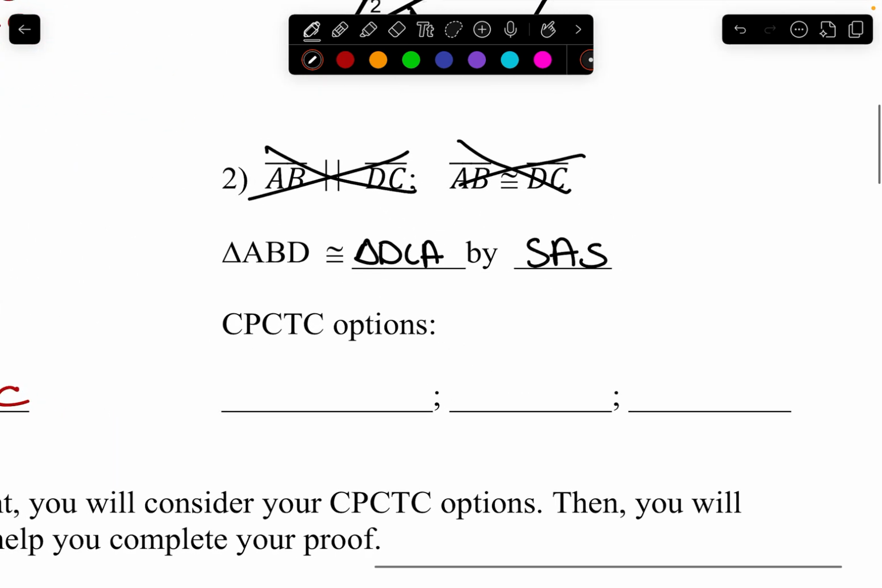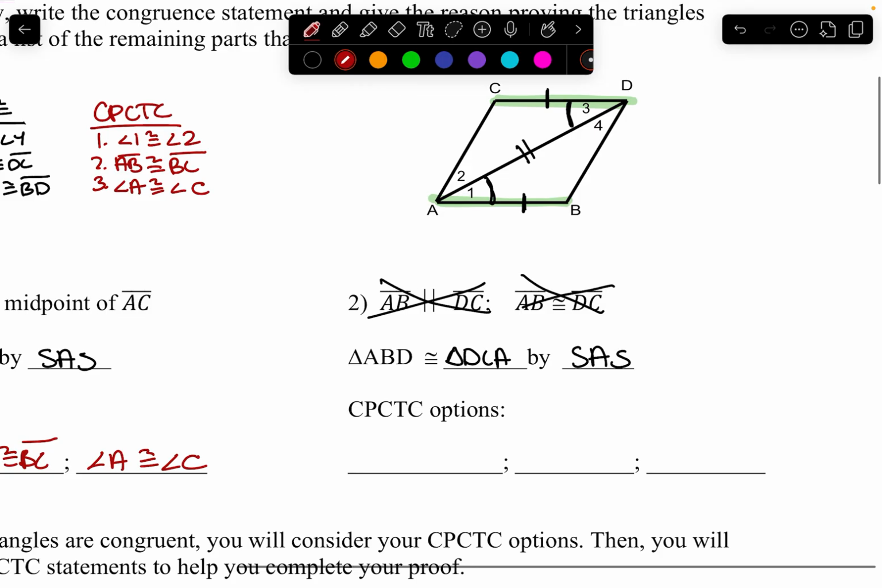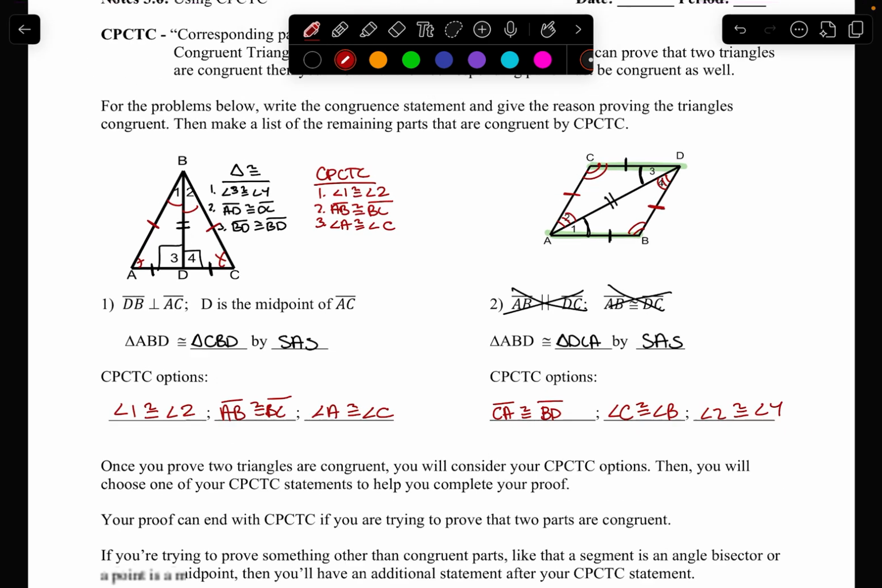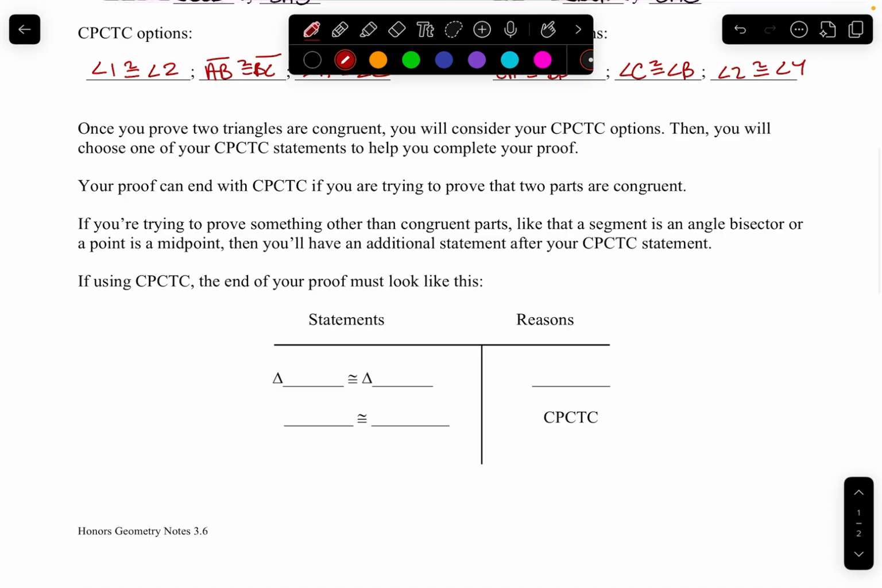Weird. Okay. So our CPCTC options are going to be the other things that I can now mark congruent. I can say that side CA is going to be congruent to side BD. I can say that angle C is going to be congruent to angle B. And then the last thing I have is that angle 2 is congruent to angle 4. Cool?